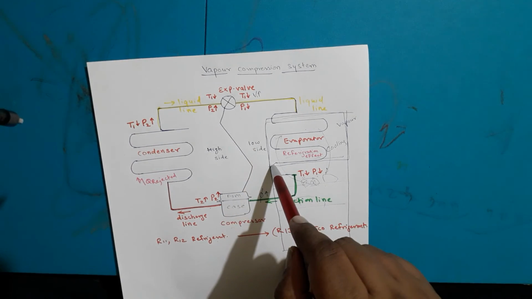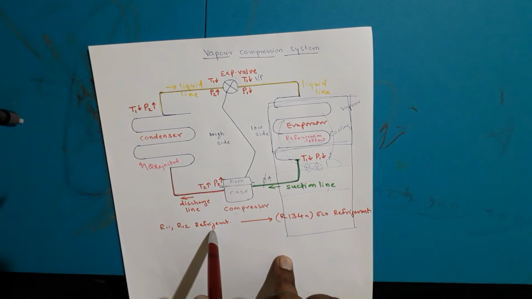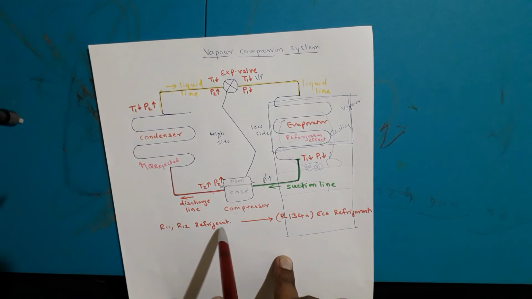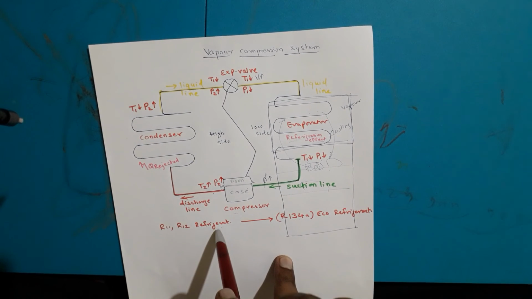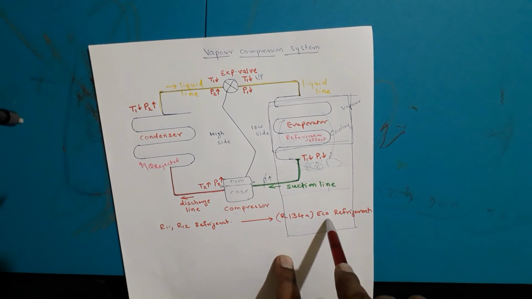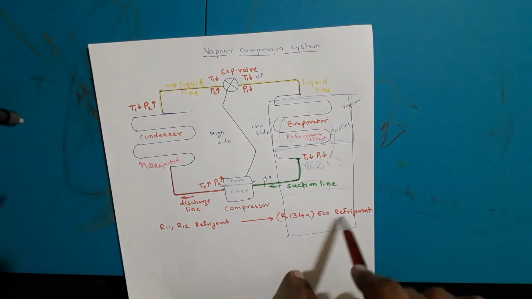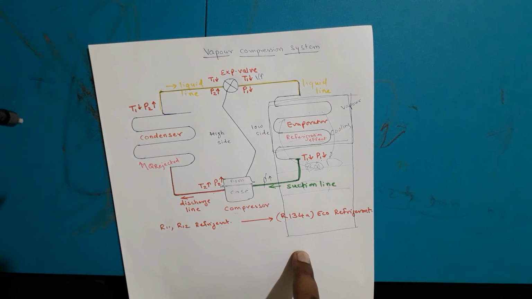Previously, we were using R11, R12 refrigerants in refrigerators, but due to pollution norms and ozone layer depletion, these refrigerants have been banned by the government, and now they have introduced R134a eco refrigerants in the market. These types of refrigerants are now used in your air conditioning systems and refrigeration systems. They are less harmful to the environment and produce a good refrigerating effect in your evaporator or in your refrigerators.